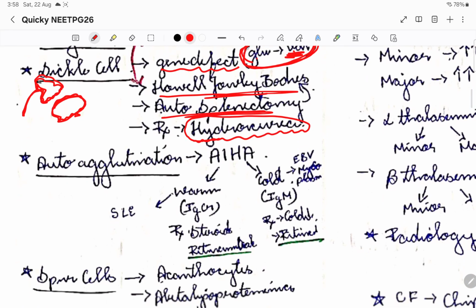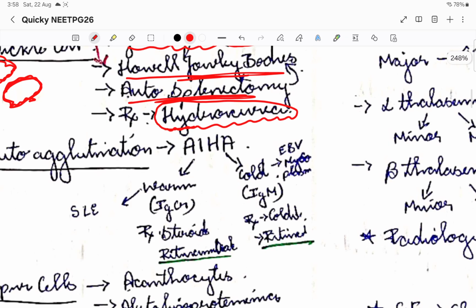Okay. Then coming to autoagglutination, it is autoimmune hemolytic anemia. Okay. So remember, this is a very famous question in our entrance exam.